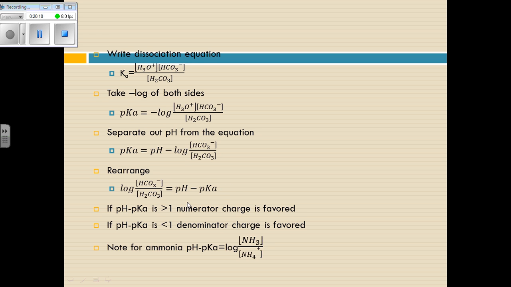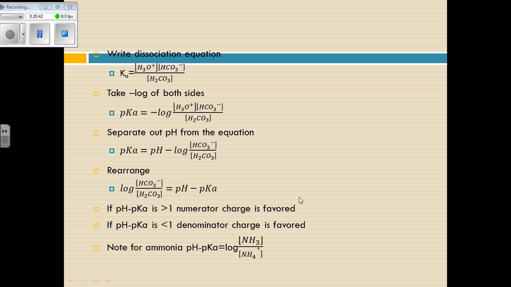Okay? So if that number is positive, so actually, I'm sorry, I should say greater than 0, not greater than 1. But I'll change the slide. If the pH minus pKa is greater than 0, if it's a positive number, then the numerator charge is favored. So in this case, the numerator's charge is negative. If it's less than 0, if it's a negative number, then the charge of the denominator is going to be favored. There is no charge here, so the charge is neutral or 0.